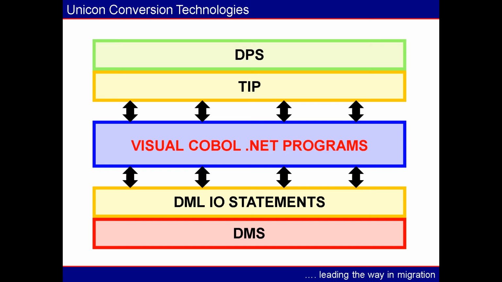Using the Unicon automated code and data converters, the Unisys COBOL programs are converted to Visual COBOL.NET COBOL programs. The DPS screens are converted to ASPX web form screens. If the screens had been ePortal, they would have also been converted to ASPX web forms. The new ASPX web forms are implemented on an IIS web server that replaces the TIP transaction manager.